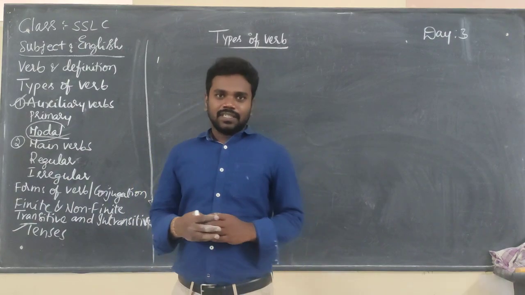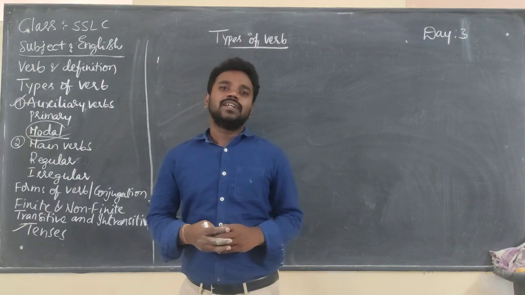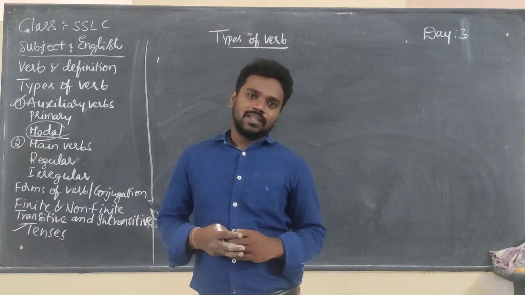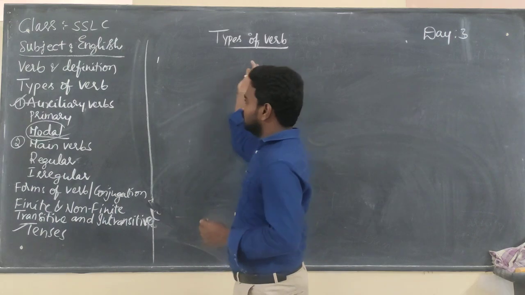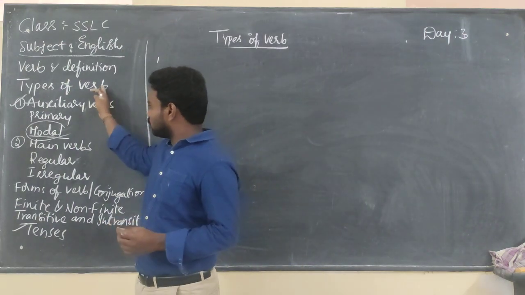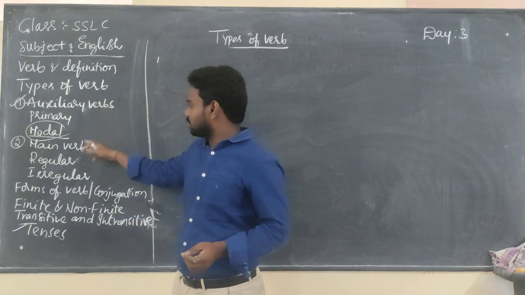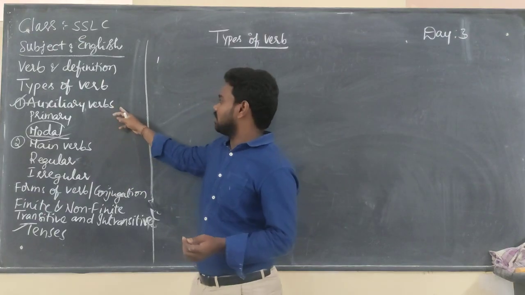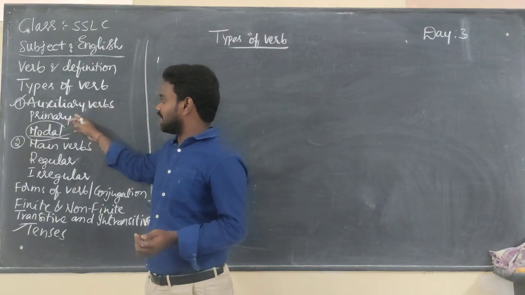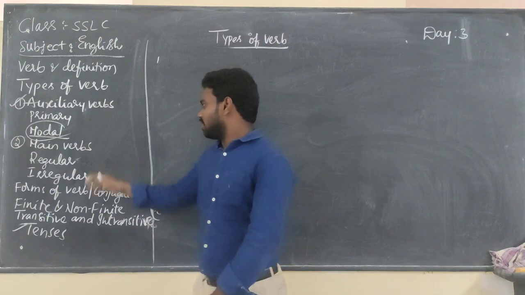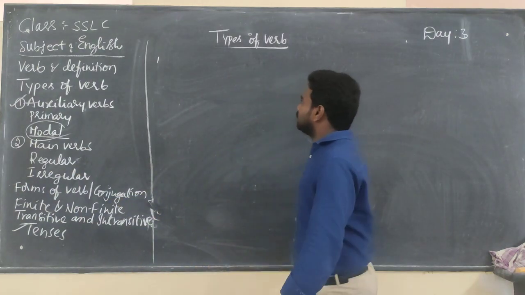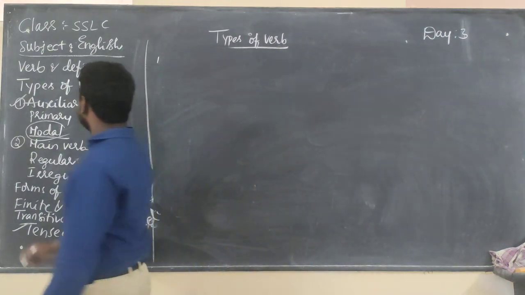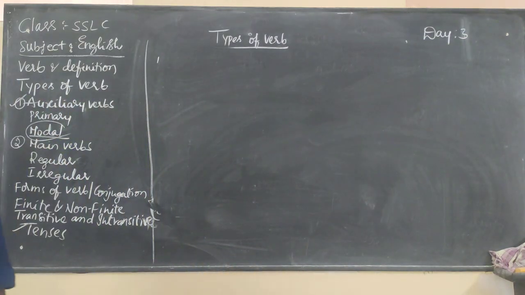Dear students, in the previous class we learned the definition of a verb. So in this class you are going to learn the types of verb. What are the types of verb? There are two types of verb, auxiliary verbs and main verbs. In auxiliary verbs again we have primary and modal, and in main verbs again we have regular and irregular verbs. In this class we are going to learn about the types of verb.